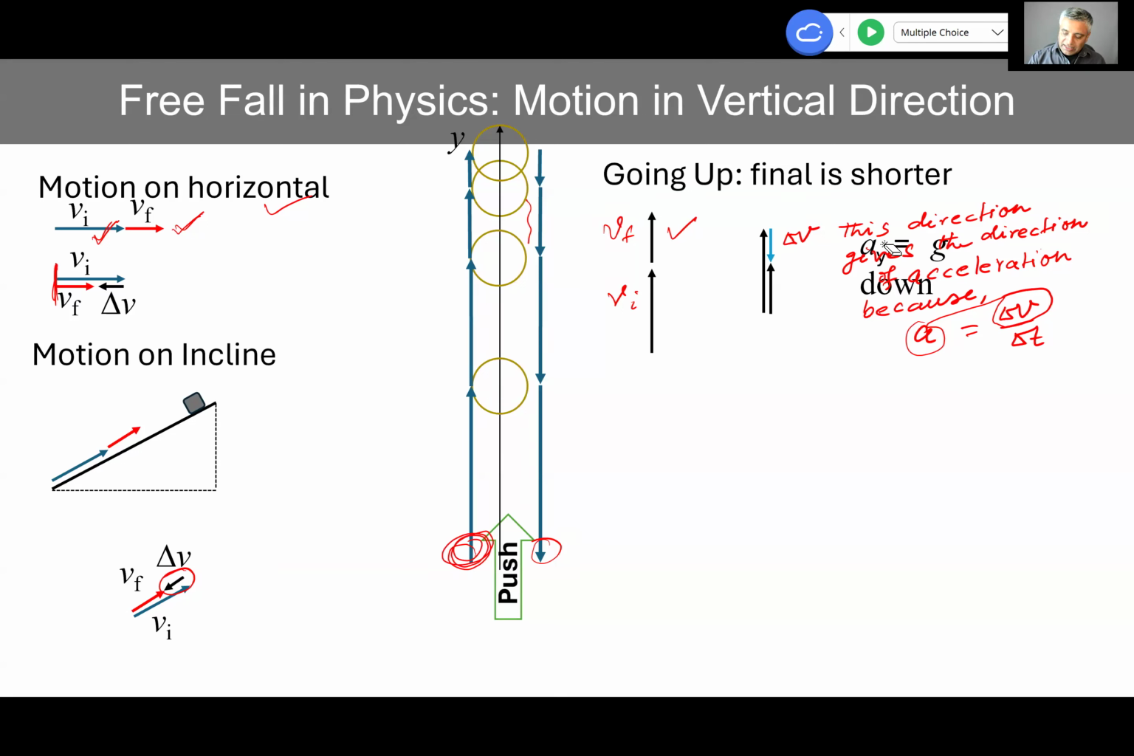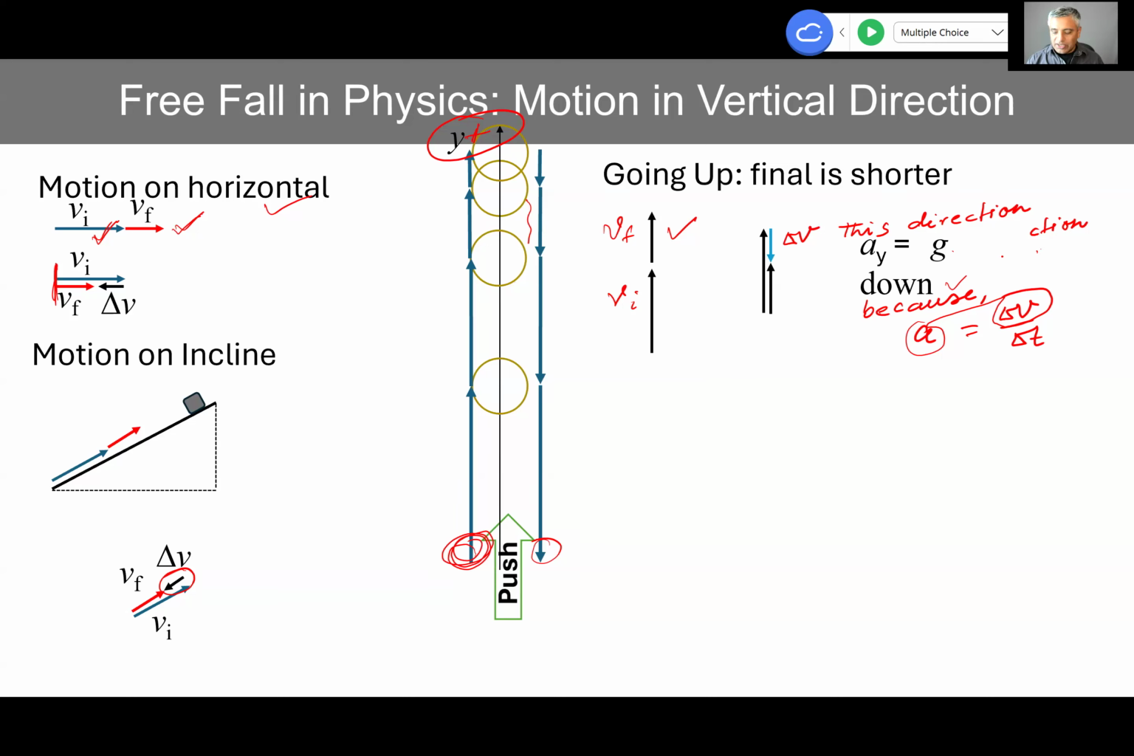So that's why I'm writing this acceleration in the y direction now, because I'm assuming this as y, and let's say that up is positive, okay? Up is positive in this case. So in that case, acceleration is down. The direction of acceleration is down.